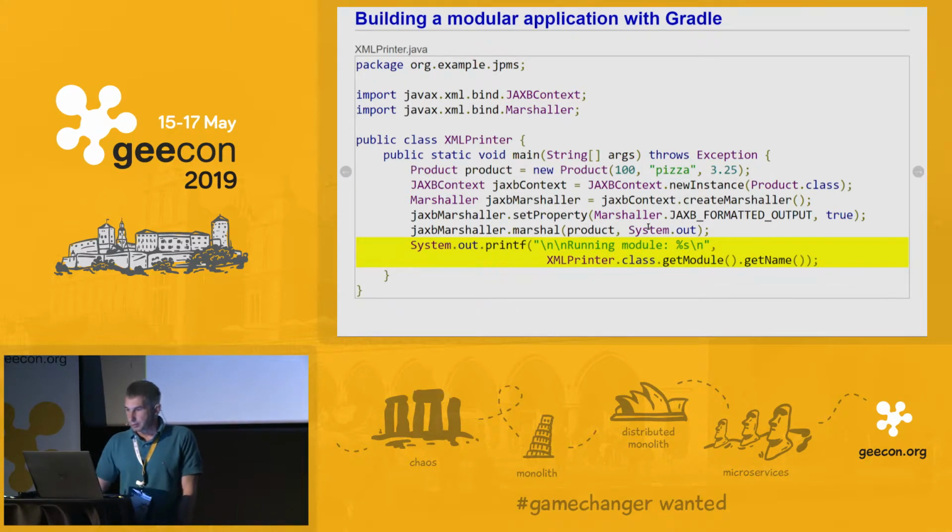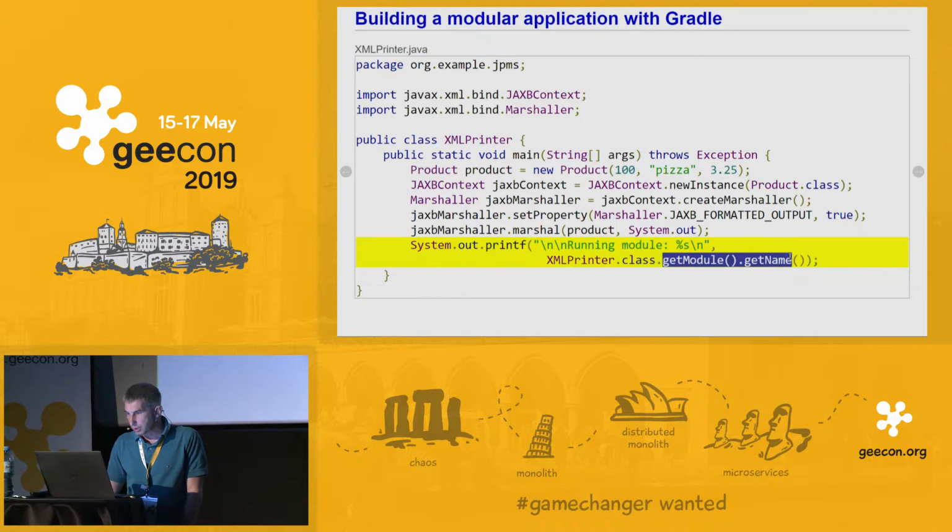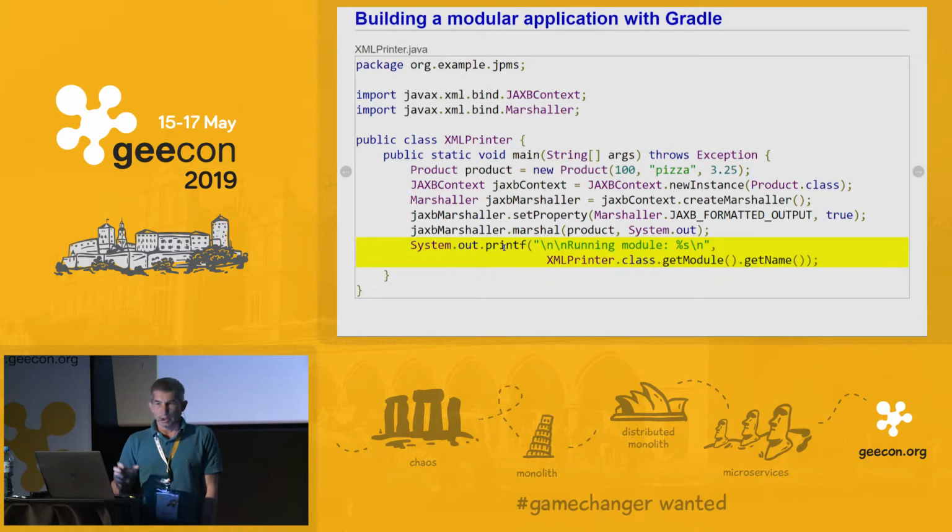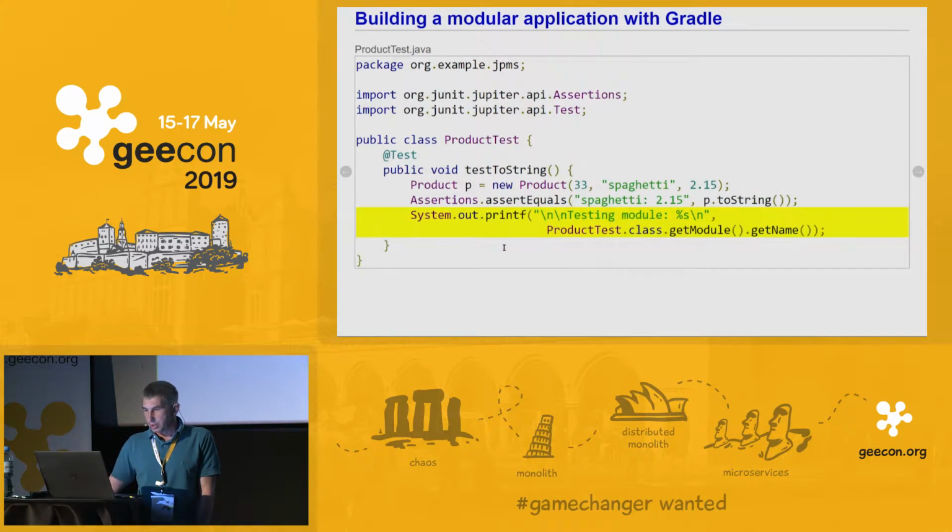And in this case, getModule.getName will return null. So this statement allows me to check whether the code has been executed on the class path or on the module path. If it prints null, the code was executed on the class path. And we do the same thing for our unit test in order to see whether the tests have been executed on the class path or on the module path.